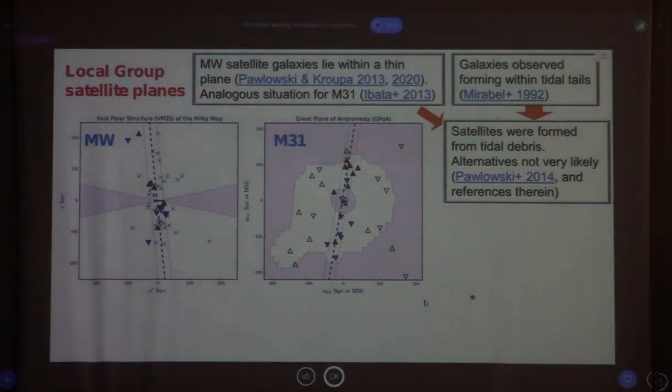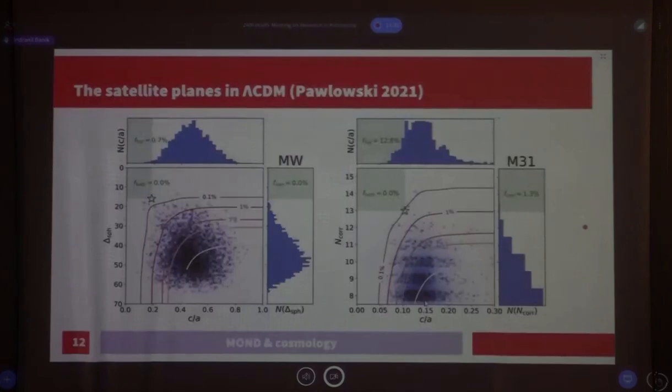The alternatives to that scenario are not very likely. So just to give you an idea of how difficult it is to explain the satellite planes as primordial galaxies, basically the likelihood is about 1 in 2500 for the Milky Way and also for Andromeda. What's shown in these plots is the aspect ratio, or the axis ratio, of the satellite galaxy distribution in lambda-CDM cosmological simulations, run on several thousand Milky Way analogs. And here is the concentration of orbital poles.